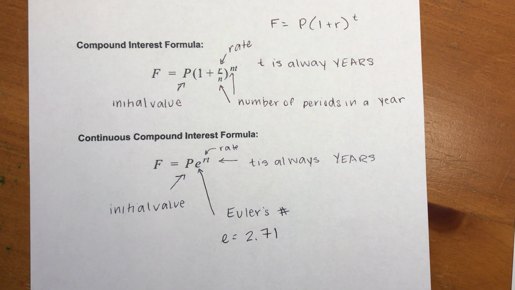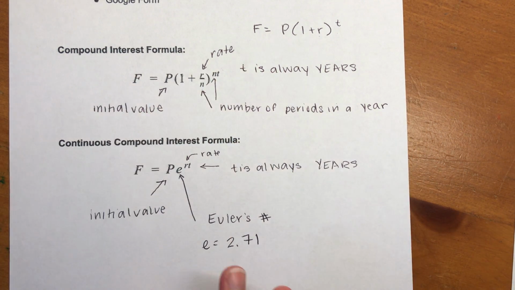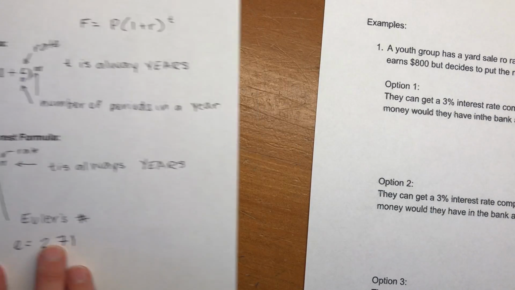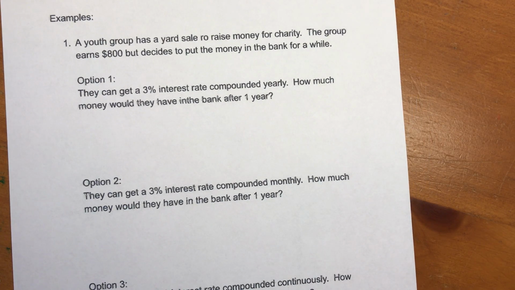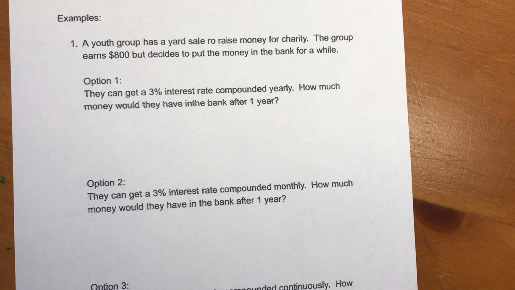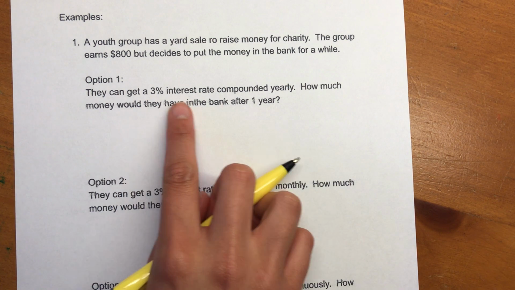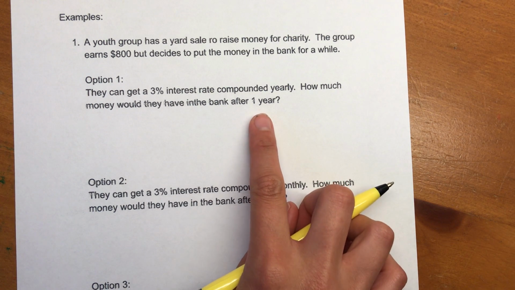So let me give you a couple of examples just to orient yourself, because I know this is a lot of formula right now. So this example is going to use all 3 formulas that we've learned so far, okay? So a youth group has a yard sale to raise money for charity. They earn $800 and decide to put the money in the bank. So option 1, they can get a 3% interest rate compounded yearly. How much money would they have in the bank after 1 year?